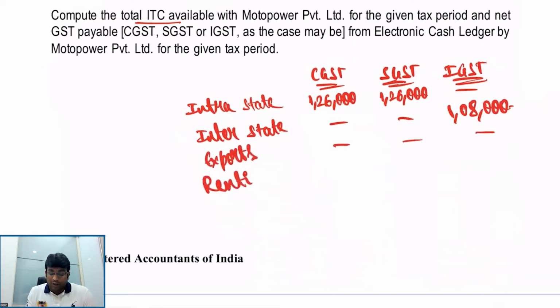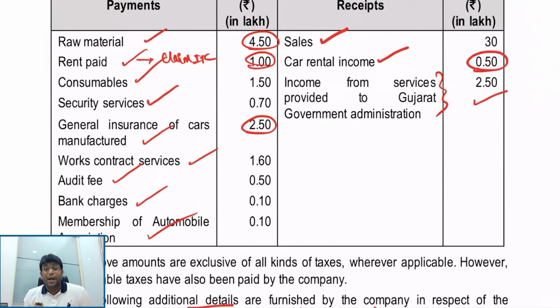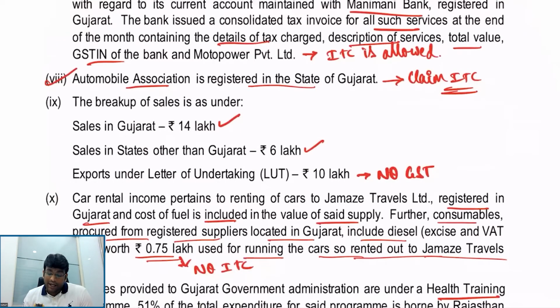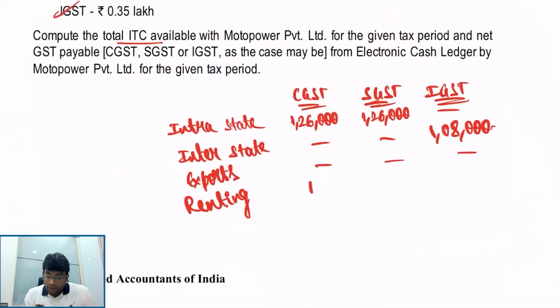And for renting of motor vehicle, I clearly told there is no RCM for a simple reason. Why will RCM not come, sir? RCM will come only when supplier is other than body corporate and receiver is body corporate. In this question, supplier and receiver both are body corporate. So there is no question of RCM. On 50,000, 2.5%, 2.5%, which comes to 1,250, 1,250. So getting clarity, everybody?